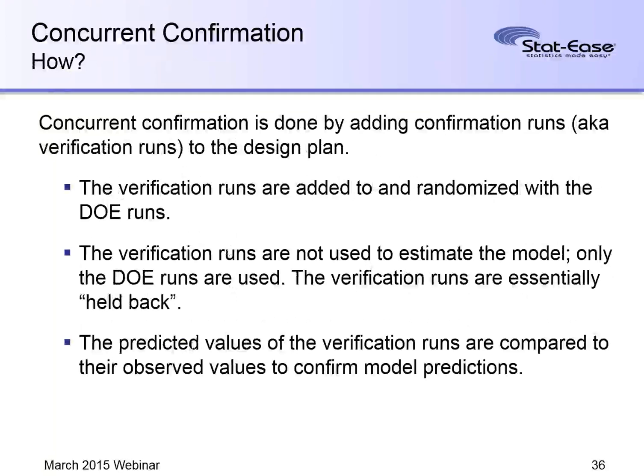And finally, the predicted values of the verification runs from the model are compared to their actual values. This helps us confirm model predictions and assess the predictive performance of a model on data that was not used to fit the model. So again, it's kind of like an independent, unbiased check.